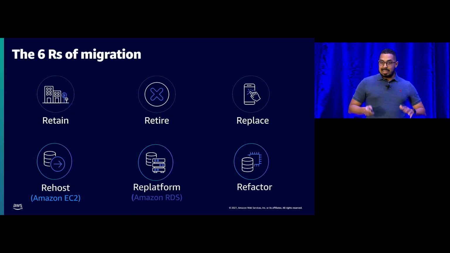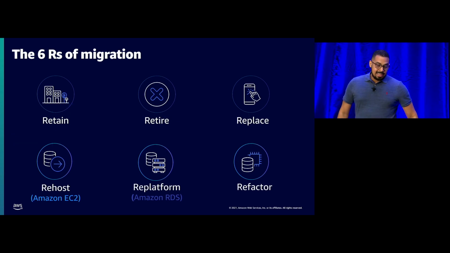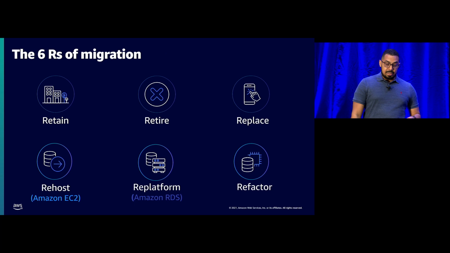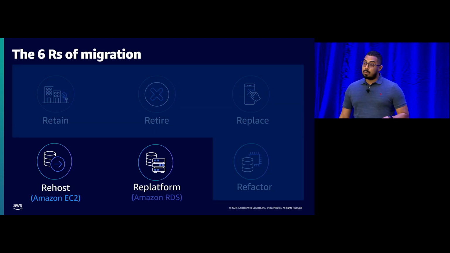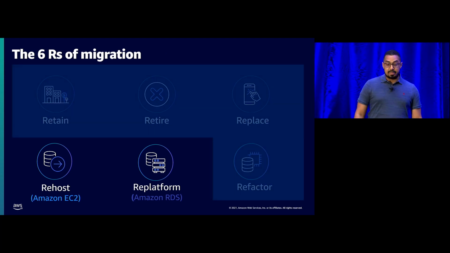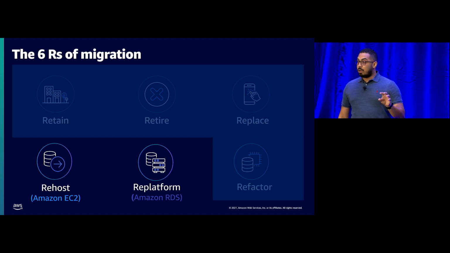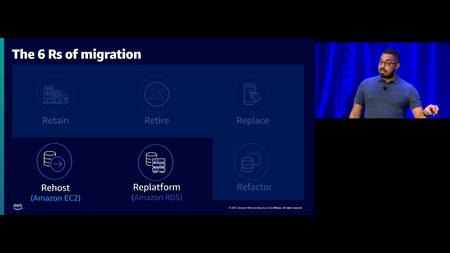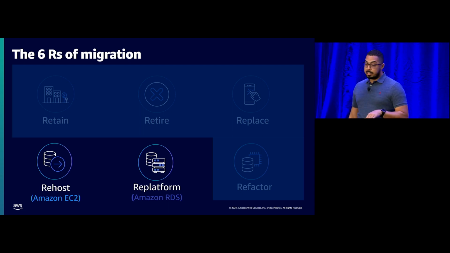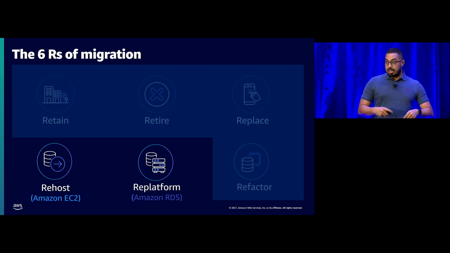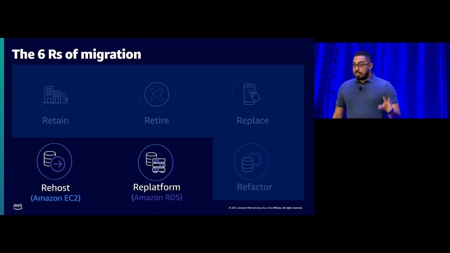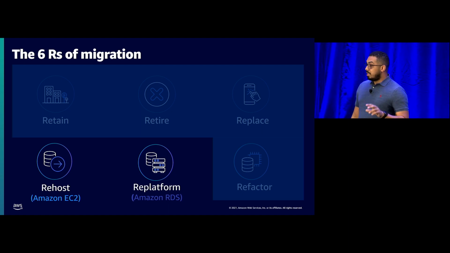So I can't talk about migration without mentioning the 6 R's. Today, our focus is primarily going to be on rehost and replatform. I'll quickly summarize this for you in case you're brand new to this. Retain and retire are when you either keep the existing infrastructure you have today, or you completely decommission any infrastructure you have. Replace is when you're just going to let it replace that hardware. Rehost inside of AWS means that you're doing a lift and shift to Amazon EC2.